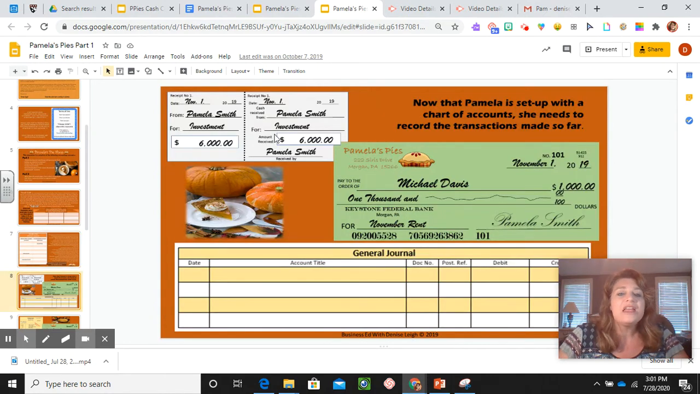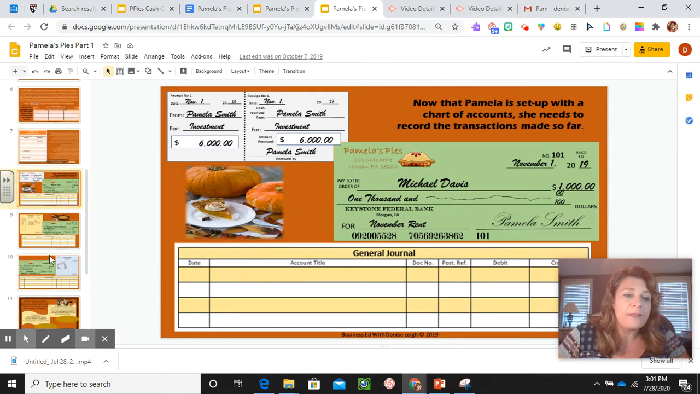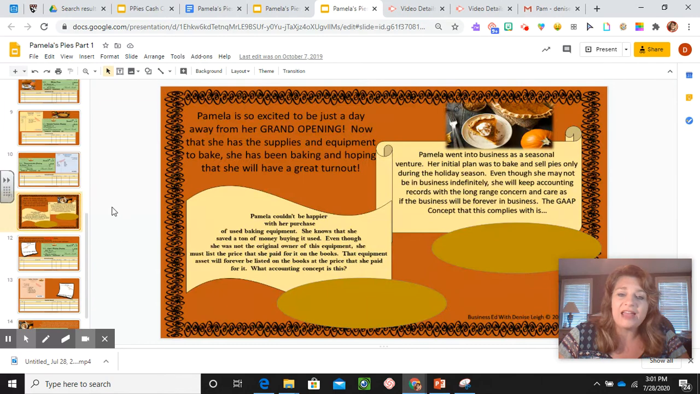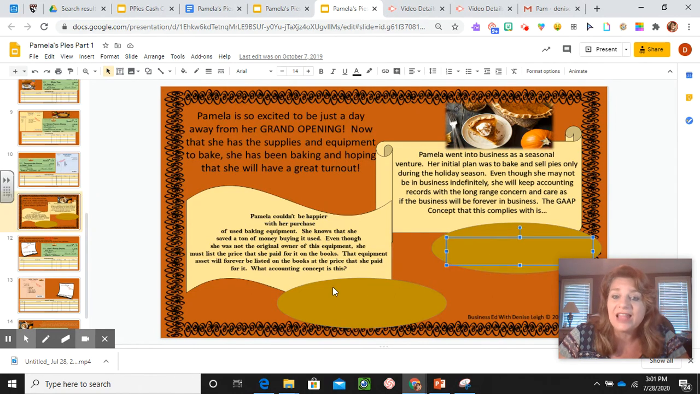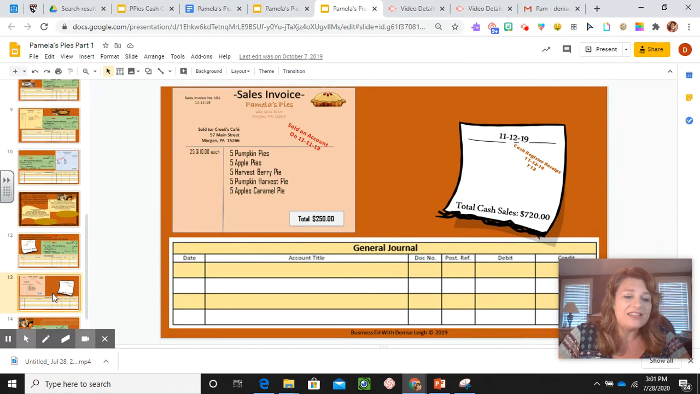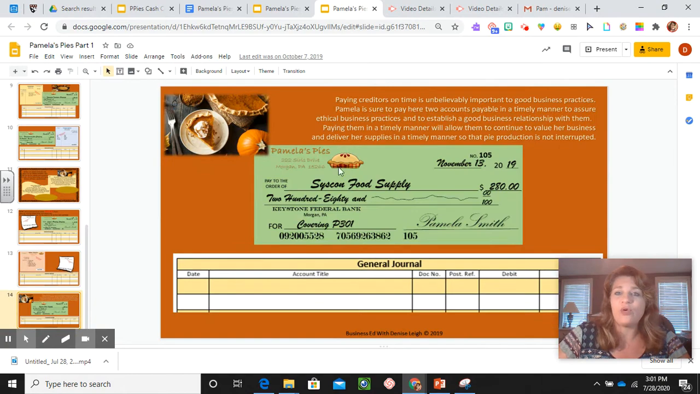Then they are given some source documents here that they journalize. And there's a little break here where they say that Pamela's excited about her grand opening. And there are 2 scenarios here. Students have to decide and analyze what generally accepted accounting principle might apply there. And of course, I have a teacher's key for teachers, just in case you're wondering where my head is. And then some more source documents for journalizing.